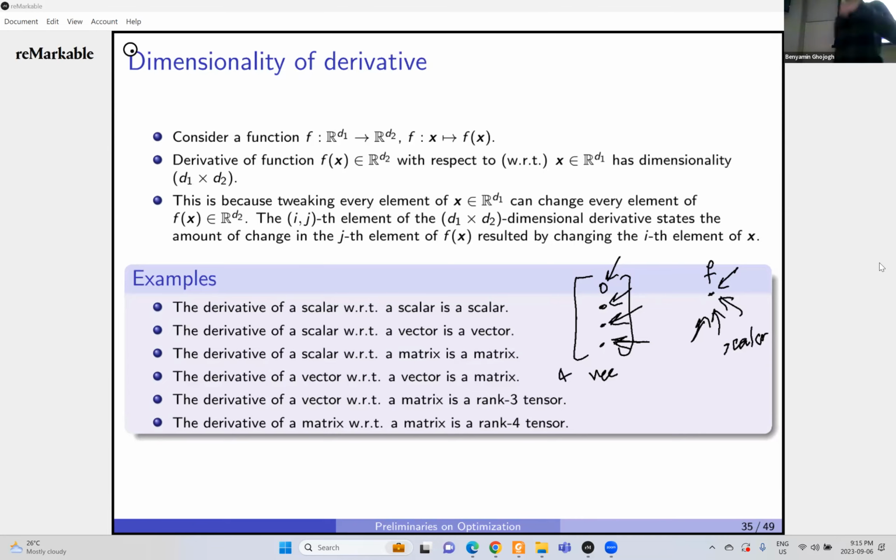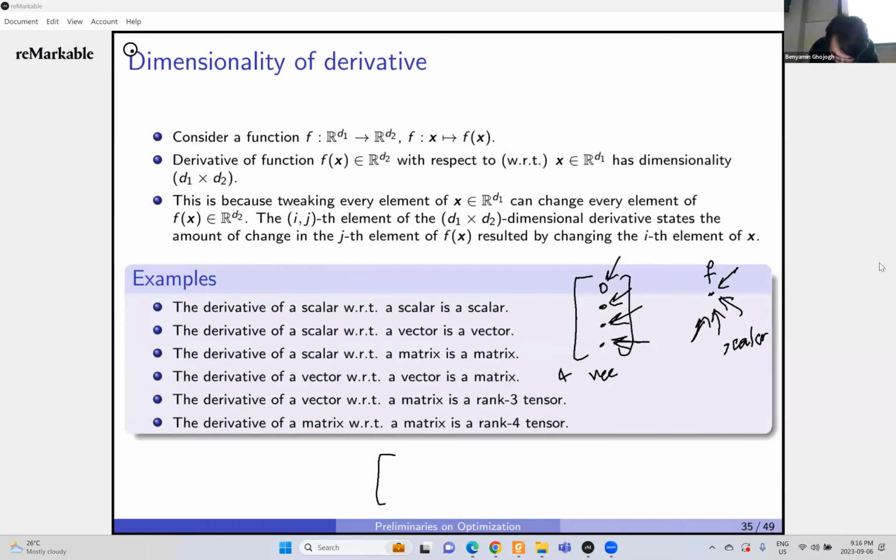Okay. Let's make it a bit more complicated. Assume I have a matrix as input. My output is a scalar. Let me change each element of the matrix one by one. Each change will change the scalar output once. How many changes do I have? A lot. Assume my matrix is D1 by D2. How many changes do I have? D1 times D2.